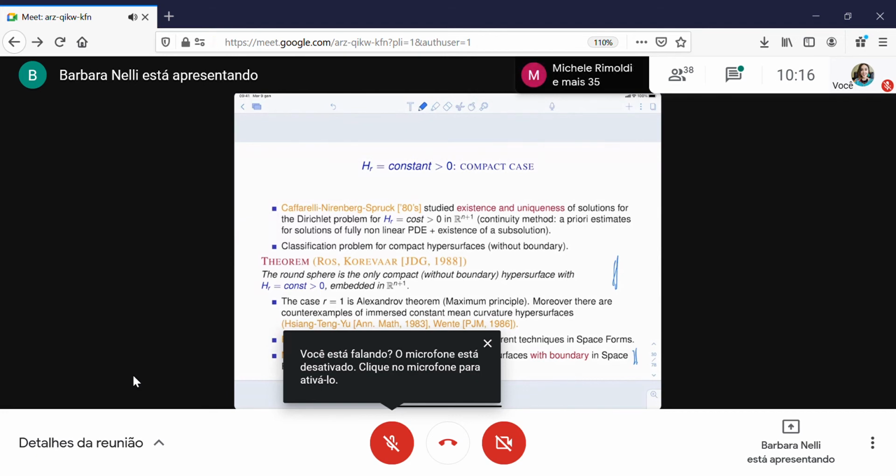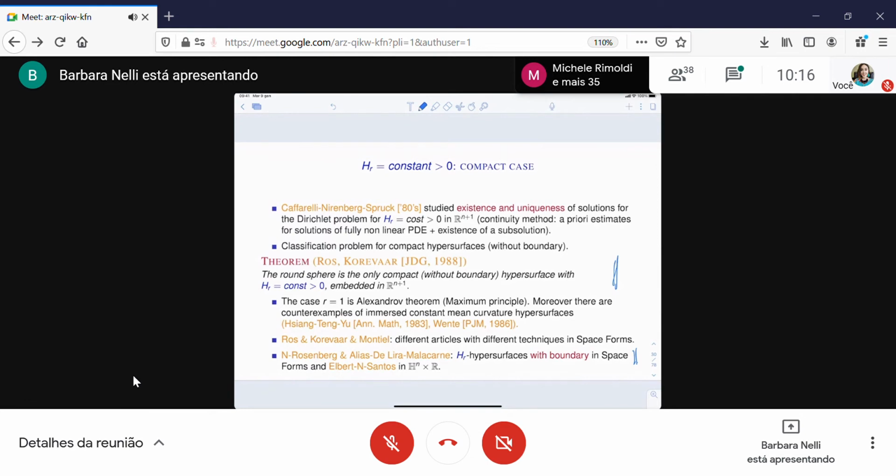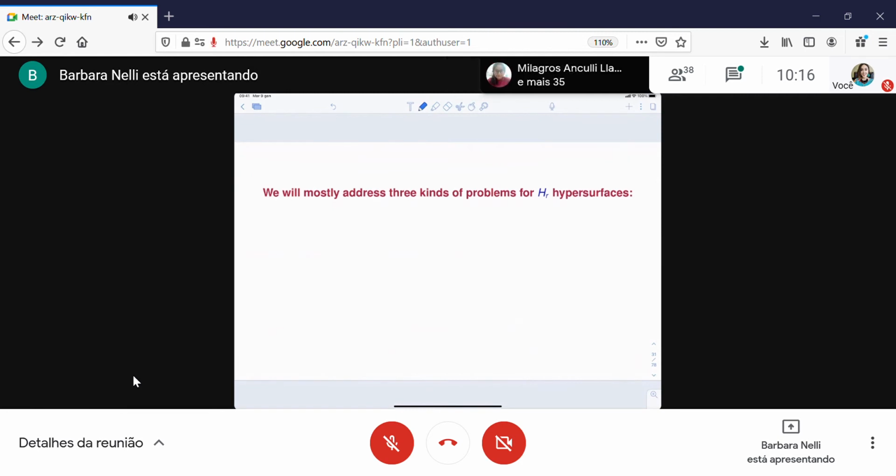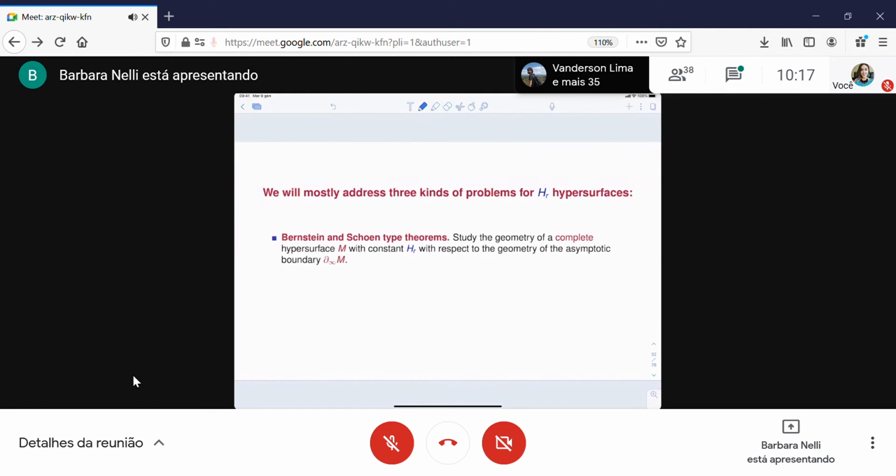And there are a lot of results in this sense. Okay, but let me go to what will be really the subject of this talk. I know that I am talking already for 15 minutes, but it's a little bit late to say the subject, but that's it. So we will mostly address three kinds of problems here. The first one is, we will not be compact, in fact. So the first one is about Bernstein and Schoen type theorems. So we will study the geometry of a complete hypersurface with constant H_r with respect to the geometry of the asymptotic boundary.